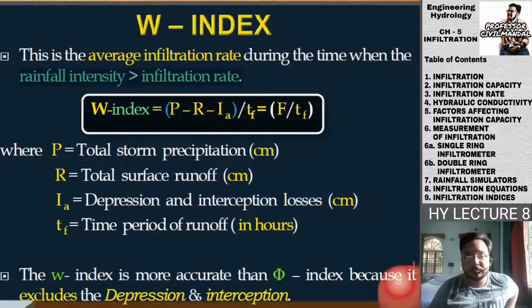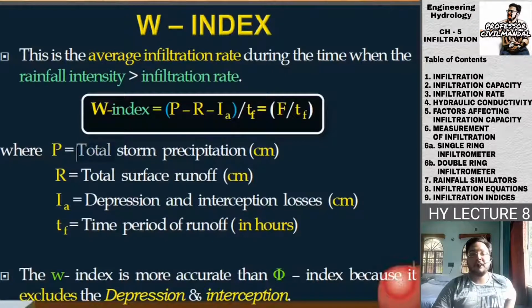The W index is given by this particular formula: (P minus R minus IA) divided by TF, that is equal to F by TF. So what is P? P is our total storm precipitation, R is the total surface runoff, IA is the depression and interception losses, and TF is known as the time period of runoff. Sometimes IA is also known as the initial abstraction. In many books they write it as initial abstraction. In many problems you will find that initial abstraction is said. It is the same thing, that is our depression and interception losses.